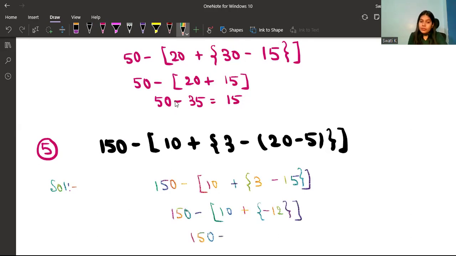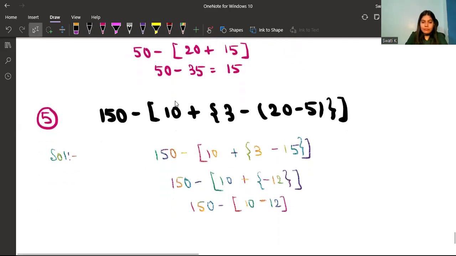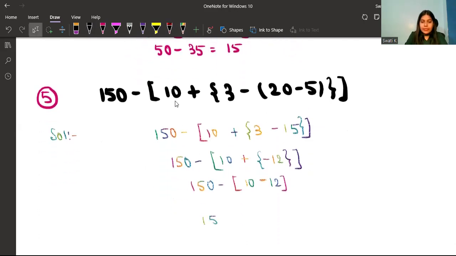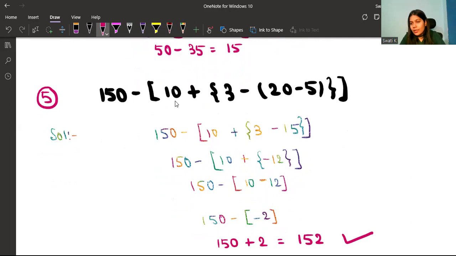Now I'll remove the curly bracket. So this will become 10 plus into minus is minus 12, and then only the big bracket is there. Now what's the answer? This will become 150 minus 10 minus 12, which is of course minus 2. Again, two signs are coming together, so I'll put the big bracket still. So 150, and now minus into minus is plus 2. What is 150 plus 2? It's 152 and that's the answer.